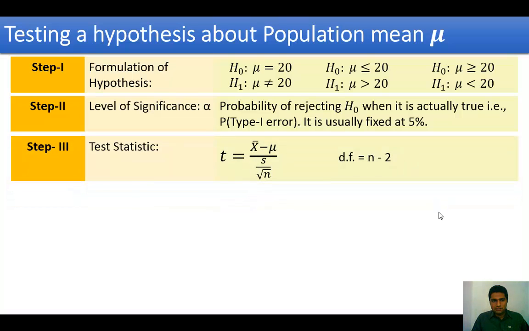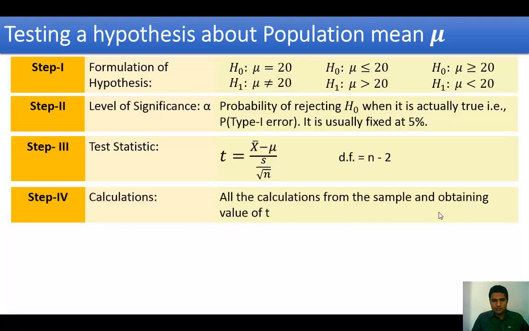Third step is the test statistic. We can calculate this value from the sample, and for testing the population mean mu, we use the t-test. The formula for the t-test is x bar minus mu divided by the standard error of x bar, and the standard error of x bar is small s divided by the square root of n. In this case, degrees of freedom is n minus 2.